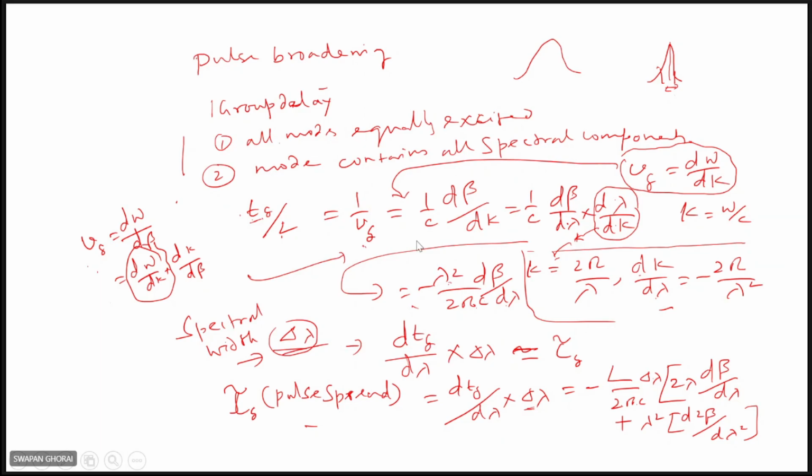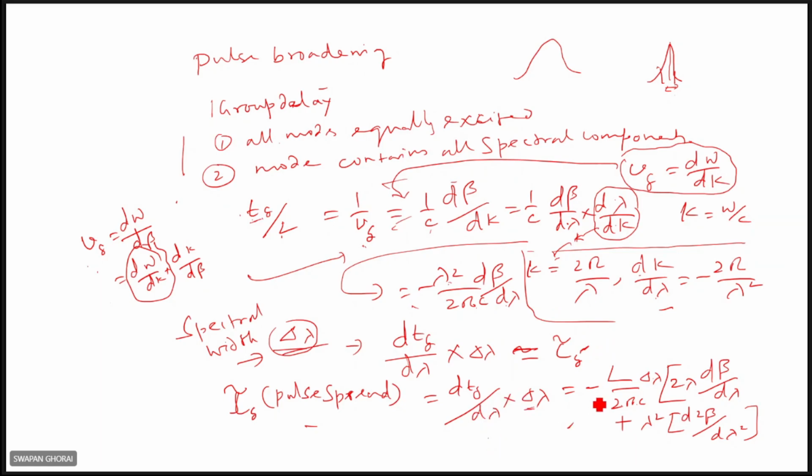From the definition of group velocity in terms of lambda, it is minus lambda square by 2 pi c times d beta by d lambda. This we have seen in the last class. Since it depends on the spectral width, a source has some spectral width. So the delay per unit wavelength has to be multiplied by the total spectral width. That is actually the pulse spread, this tau g, which we have calculated.